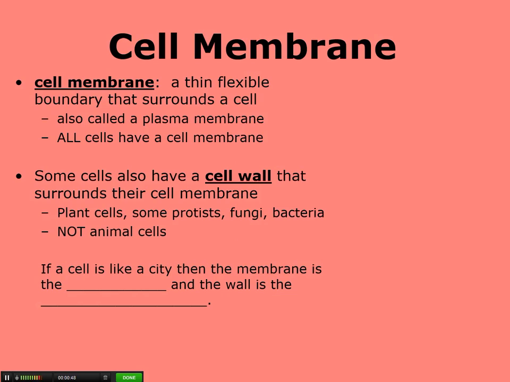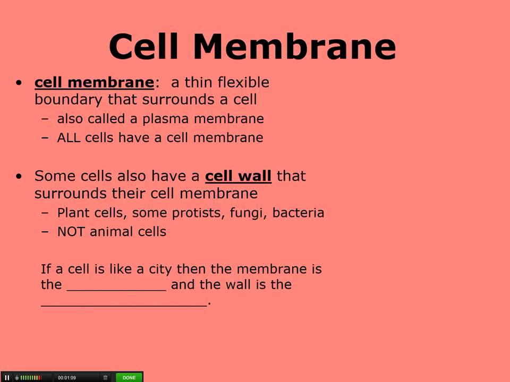A cell membrane is a thin, flexible boundary that surrounds a cell. Sometimes it's also called a plasma membrane. Keep in mind that all cells have a cell membrane. Some cells also have a cell wall, like plants, some protists, fungi, and bacteria, but not animal cells.